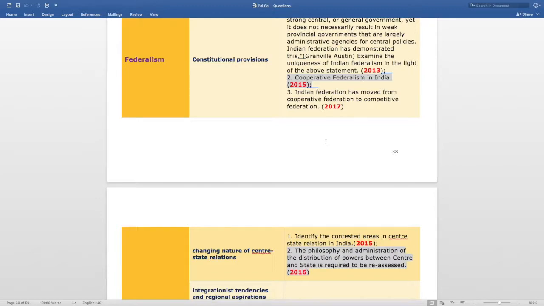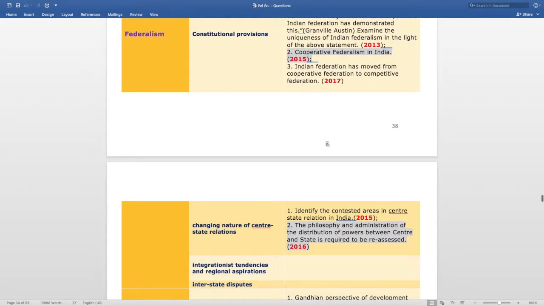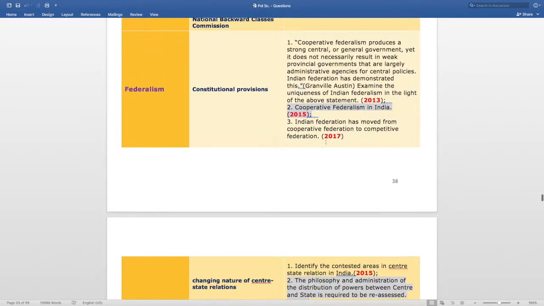Next question is cooperative federalism in India. It is asked in 2015. Next question is: Indian Federation has moved from cooperative federation to competitive federation. This question is asked in 2017.